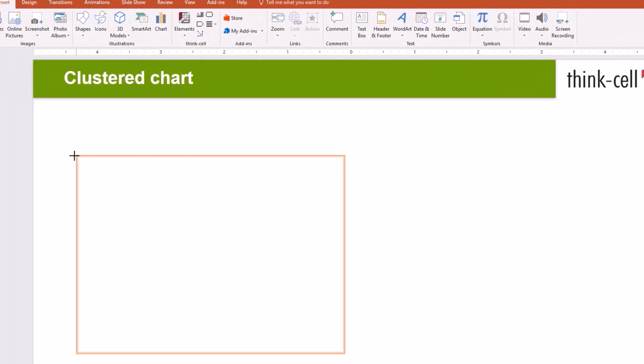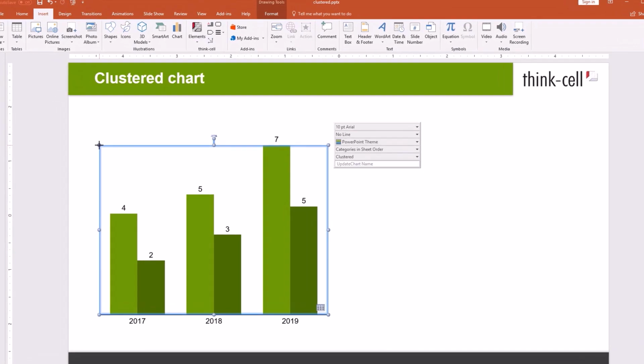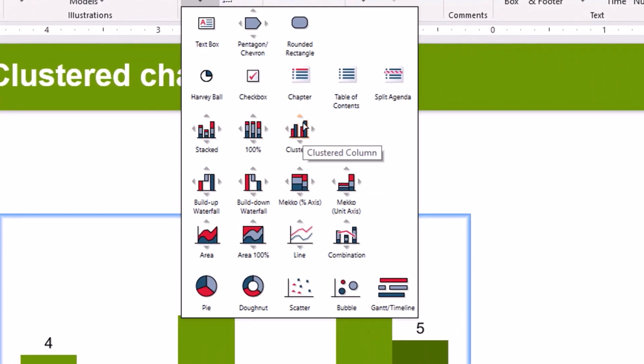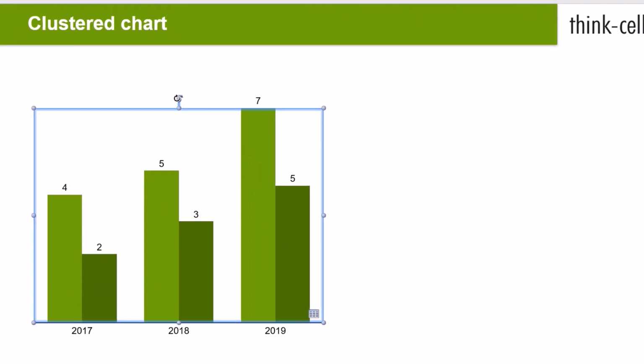slide. As with the stacked chart, you can insert the clustered chart in 4 different orientations with the help of the small arrows, or rotate it after insertion.